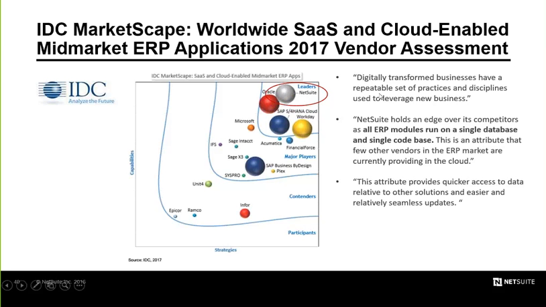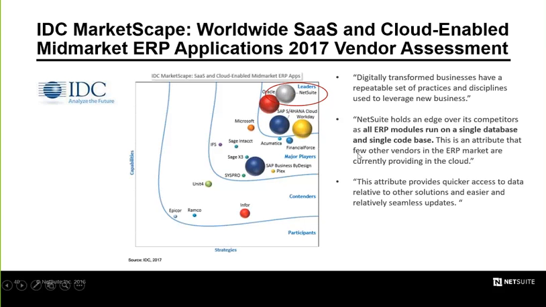One of the reasons that plays into the conversation today is that digitally transformed businesses, and this is a direct quote from the IDC report, have a repeatable set of practices and disciplines used to leverage new business. That's a large part of what we talked about today: how do you create those processes, that data flow, the data visibility. Also the basis for our conversation today, IDC called out in the report that NetSuite holds an edge over its competitors as all ERP modules run in a single database and a single code base.